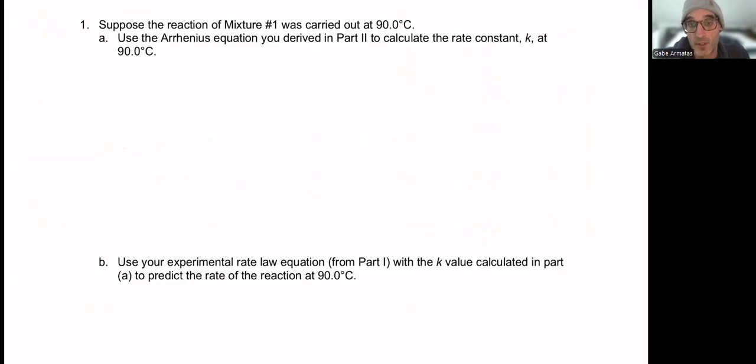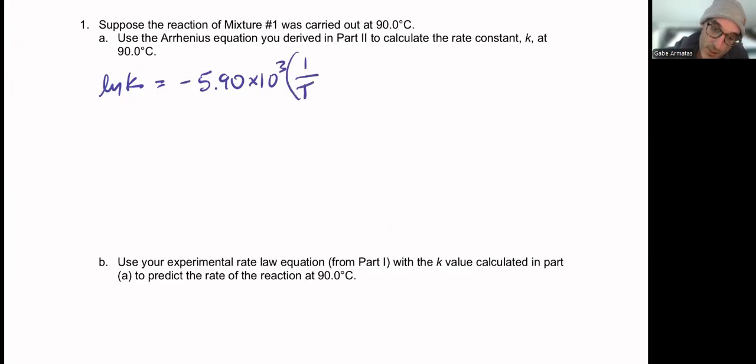So this is going to use some knowledge from other things. So suppose the reaction mixture one is carried out at 90 degrees Celsius. Use the Arrhenius equation derived in this week's experiment to calculate the rate constant. So I'm going to use an old one. Please use the one that you guys derived in lab. But the old one I'm going to use is natural log of K is equal to negative 5.90 times 10 to the third times 1 over temperature plus 23.4.